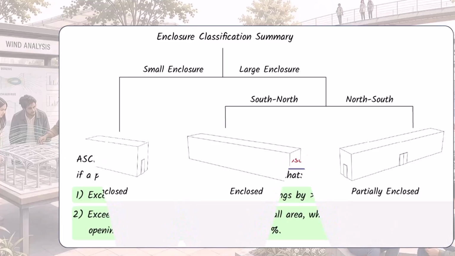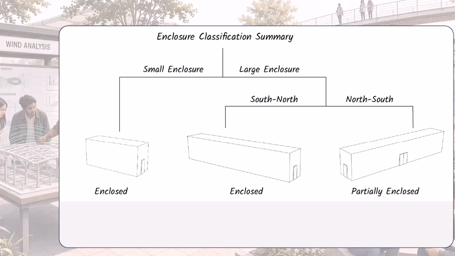In summary, we need to account for 3 enclosure classification scenarios to determine the critical wind effect on a typical frame within the enclosed portions of the bus terminal. For the 2 smaller enclosures, the classification is simple. They are enclosed for all wind directions. For the wider enclosure, the classification changes depending on the direction of the wind. When the wind blows from south to north, the wider enclosure qualifies as enclosed. When the wind blows from north to south, it becomes partially enclosed. This distinction will guide our choice of wind load cases in the analysis that follows.